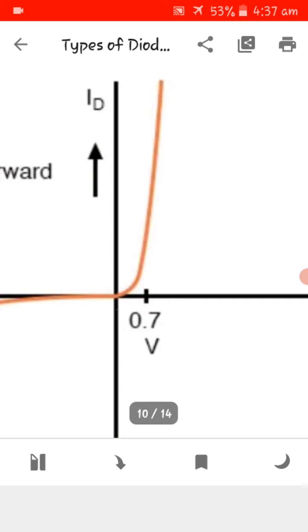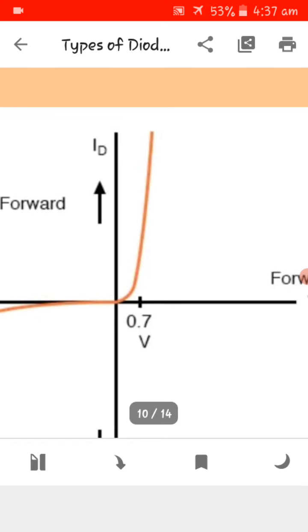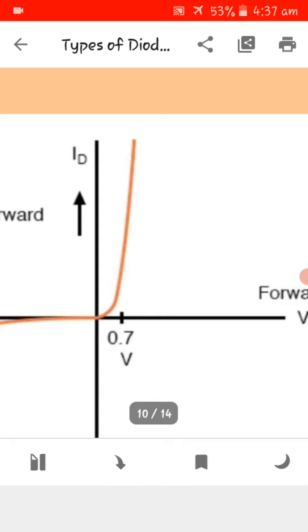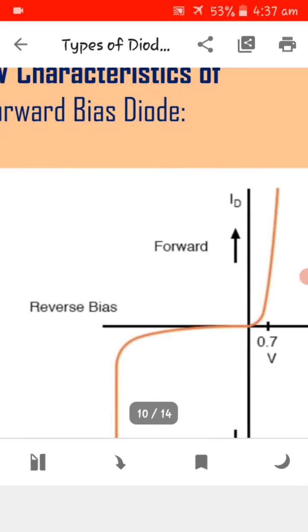Why does the knee voltage occur? Since knee voltage is equal to the barrier potential. The barrier potential of the depletion region is 0.7 volt for silicon and 0.3 for germanium diode. When we apply 0.7 volt to the silicon diode in forward bias mode, this depletion region gets vanished. So maximum current is flowing from anode to cathode with the forward voltage. When you increase the voltage further, the current is also increasing. So this is the forward bias mode.